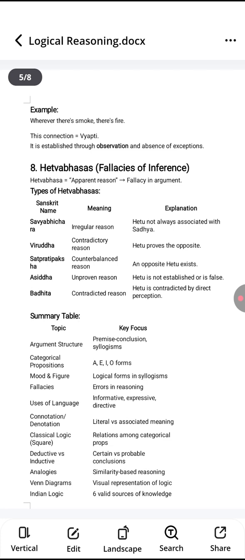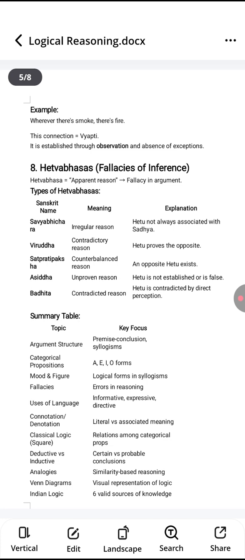Next we have connotation and denotation, that means literal versus associated meaning. Next we have classical logic, that means we talk about the squares, relationship among the categorical prepositions. Next we have deductive versus inductive, that means certain versus probable conclusion. We see here in the deductive and inductive. Next we have analogies, that means similarity based reasoning. Next we have Venn diagram, there we see the visual representation of logic. Next we have Indian logic, Paramanans.